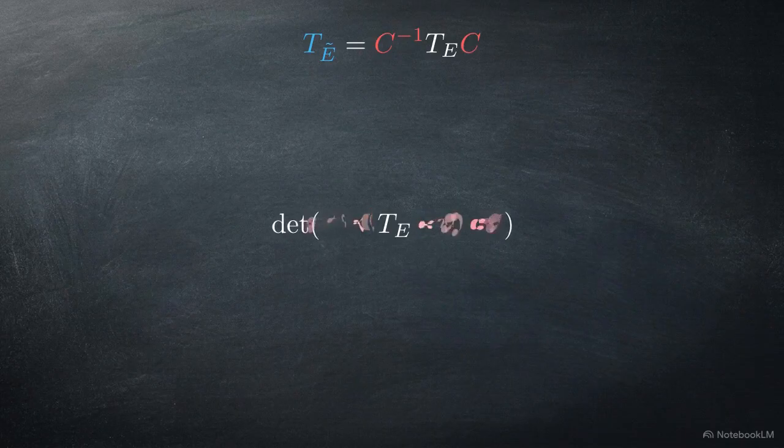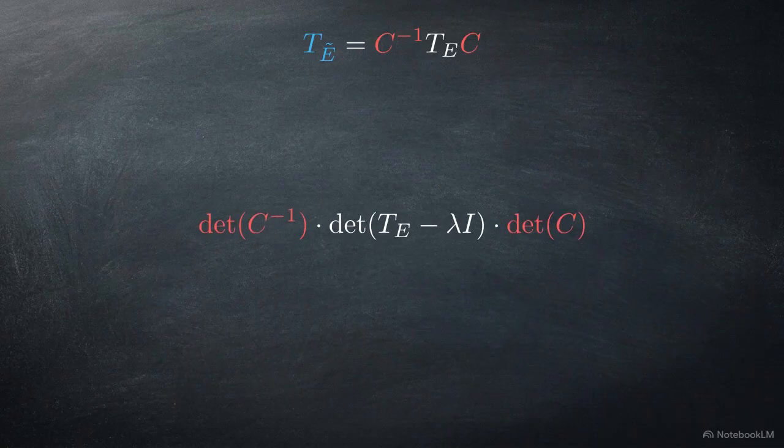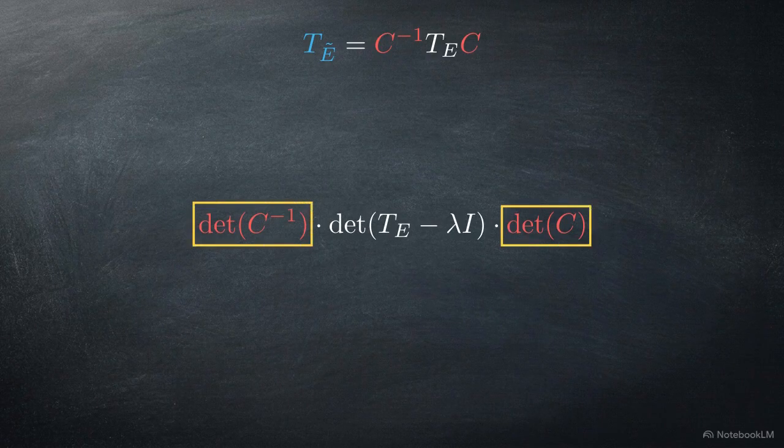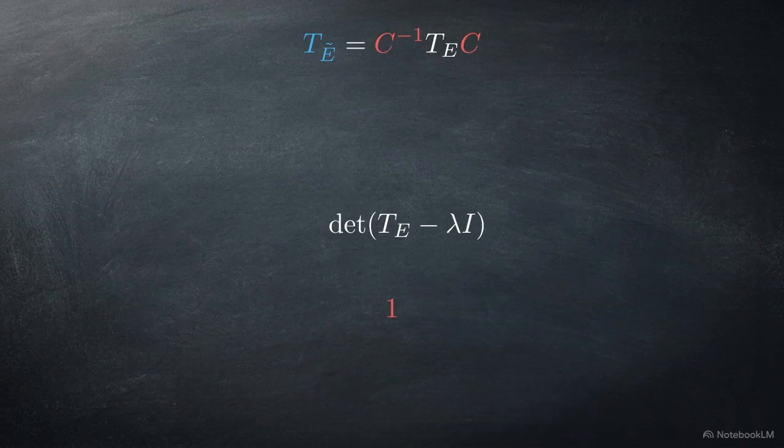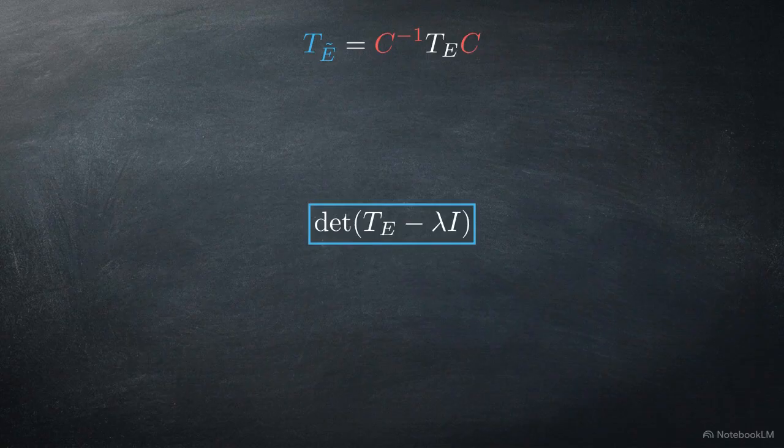When we split the determinants, we get the determinant of C inverse multiplied by the determinant of C. Since these are inverses, they cancel each other out to exactly 1. The outer matrices vanish, and the equation collapses right back into the determinant of TE minus lambda I. Because similarity transformations preserve determinants, the roots remain identical. The spectrum is a permanent, unchanging property of the operator.